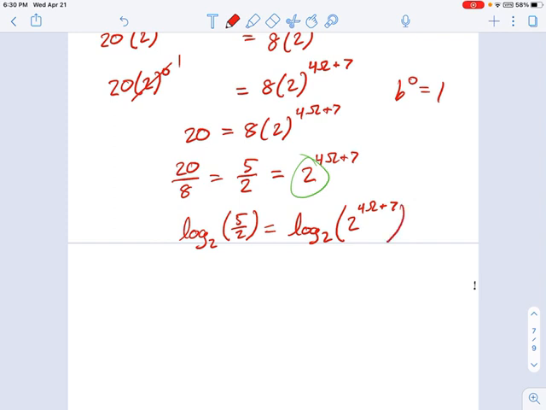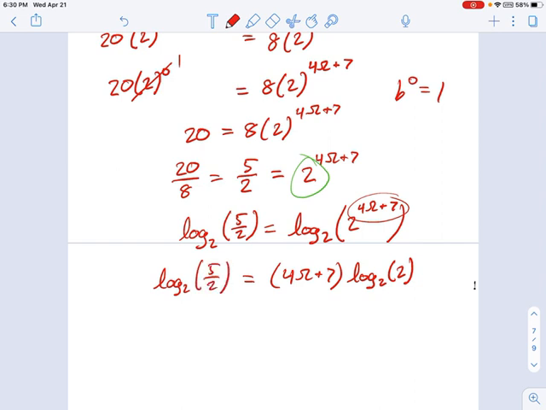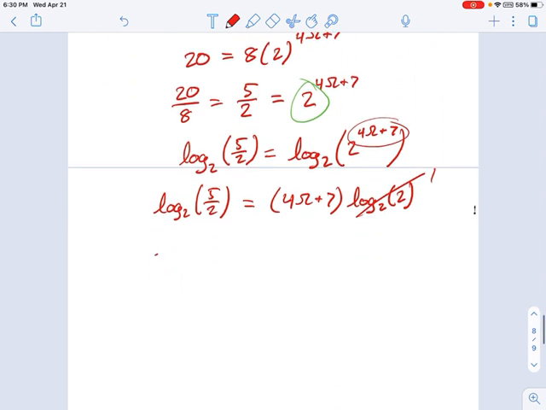Okay, and using the power rule of logarithms, I'm going to bring this exponent down as a coefficient. It's going to be 4 omega plus 7, in parentheses, times the log base 2 of 2. And that is equal to log base 2 of 5 halves here on the left. Well, log base 2 of 2, we've done this example a few times, that's just equal to 1. So now what I've got is log base 2 of 5 over 2 equals 4 omega plus 7.